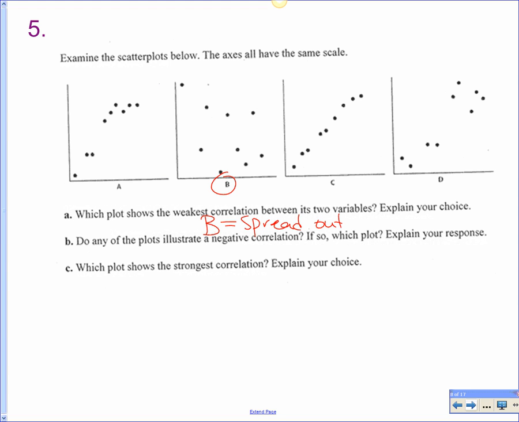All right, Shakira, the next question says, do any of the plots illustrate a negative correlation? Nope. You could argue that B does, but you could argue probably either way on that one. C, which plot shows the strongest correlation? Jeremy, which one shows the strongest correlation? C, good. Why, Jeremy? Yep, close to the line. If we drew a line, those points are pretty close. Okay.